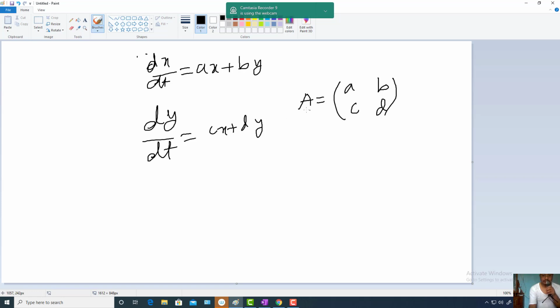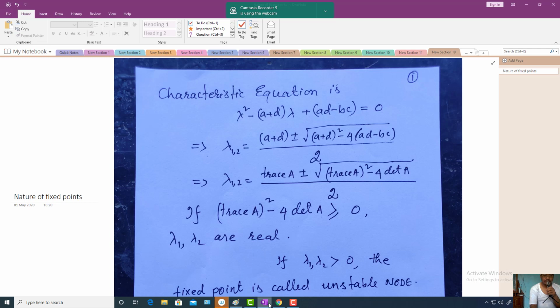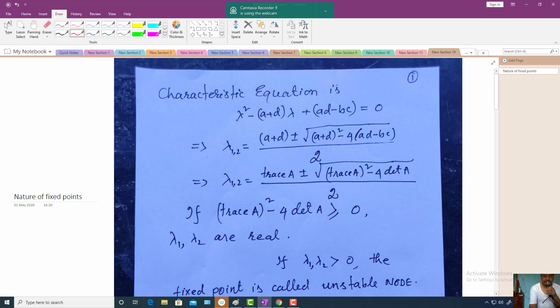This is the matrix. So the characteristic equation of this matrix is given by lambda squared minus (a plus d) lambda plus (ad minus bc) equals 0, where a plus d is the trace of the square matrix, and ad minus bc is the determinant of the square matrix. Then the roots are given by this formula, which everyone knows. So this is the trace of A, and this is trace squared minus 4 times the determinant of A.